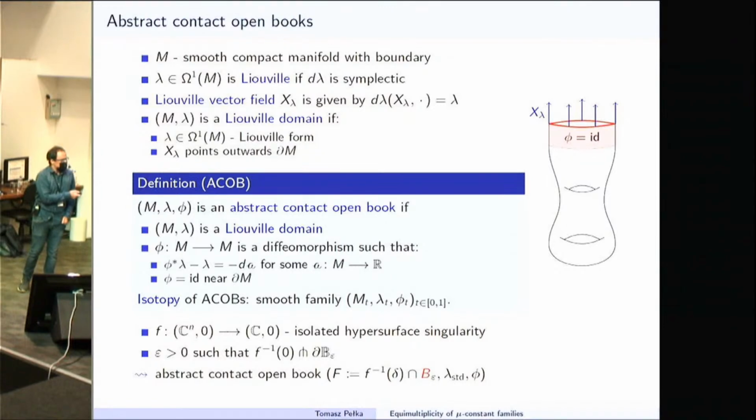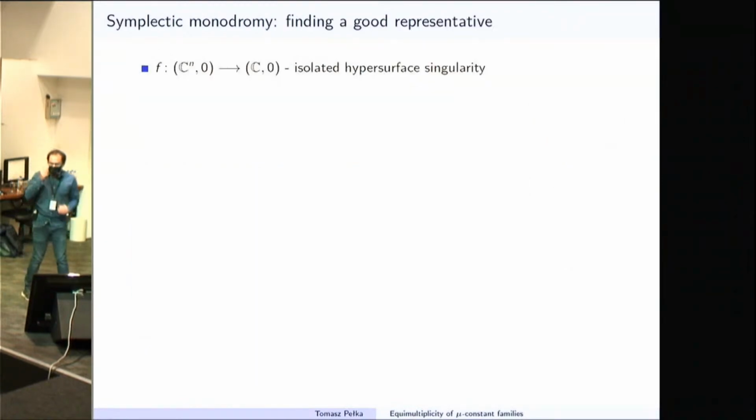And let me recall that in the previous slide, for an isolated hypersurface singularity and a number epsilon such that the central fiber is transverse to the epsilon sphere, I have defined an abstract contact open book, consisting of the fiber, the standard Liouville form, and the symplectic monodromy. Okay. So now the main point of the whole construction, which will eventually lead to the proof of the conjecture, is to find a good representative of this monodromy. And I have already told you what I mean by representative: representative up to an isotopy of abstract contact open books.